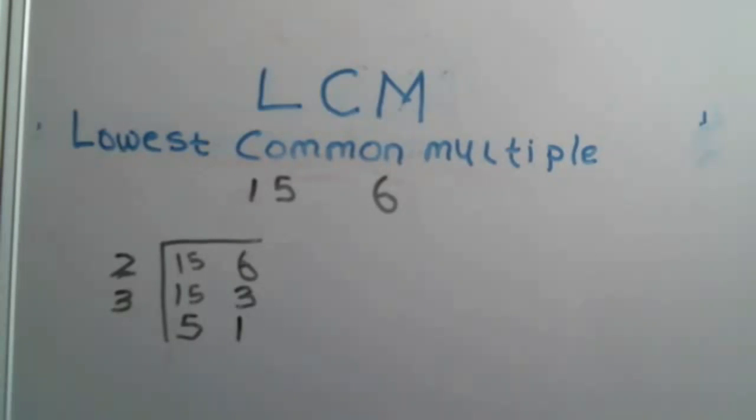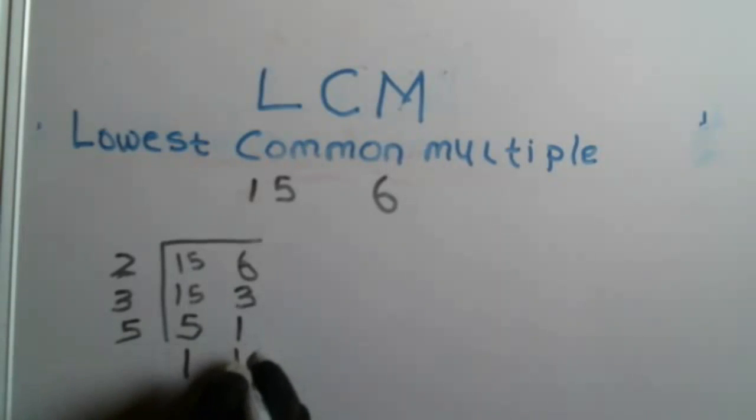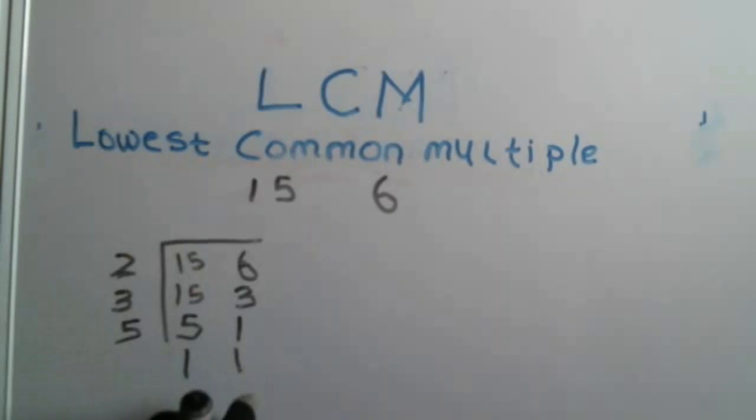So for this column, we are done because I have 1 at the bottom. So now we are left with this column. What's the next number that we can use? That should be 5, because 4 will leave a remainder. So 5 into 5 will give us 1. Once we are done with a column, we just keep copying the last number down. And don't forget, once we get to 1 at the bottom, that's the end of the procedure.